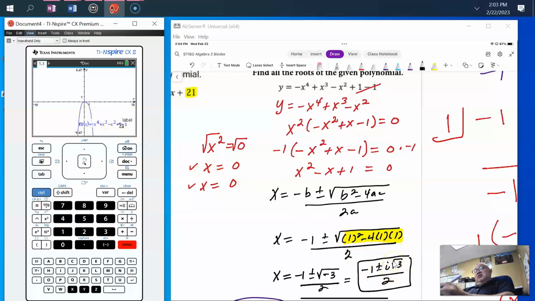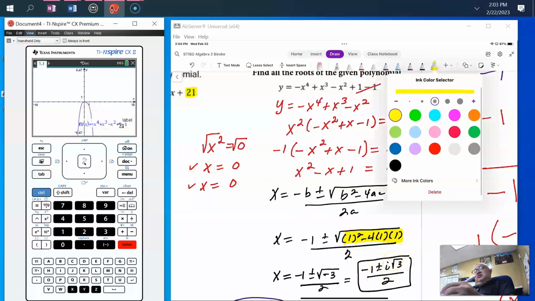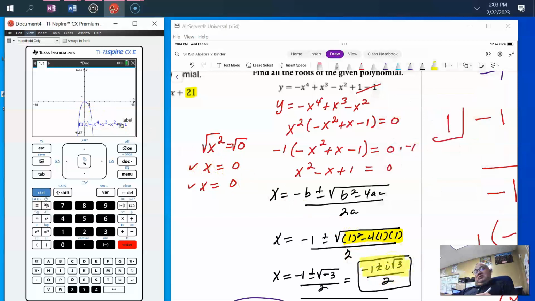You can't see the imaginary answers. So these are the imaginary answers, and these are the real answers, which is repeated. So this is a multiplicity of 2. And this is just a multiplicity of 1 for each of them, because one's positive, the other one's negative.